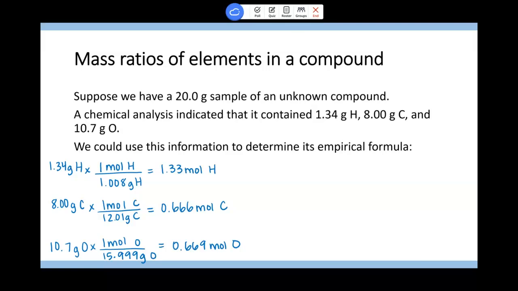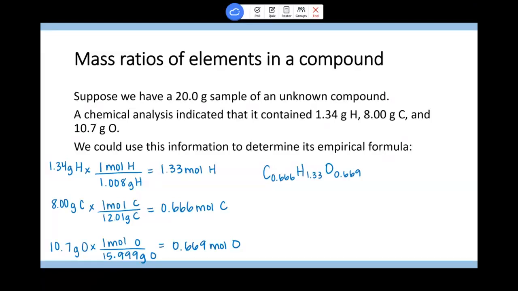So we could say the formula, now we haven't talked about this, but if we have carbon and hydrogen in a formula, we list carbon first. So we could say the formula is C0.666, H1.33, O0.669. That represents the molar ratio of all 3 of these atoms in the compound.